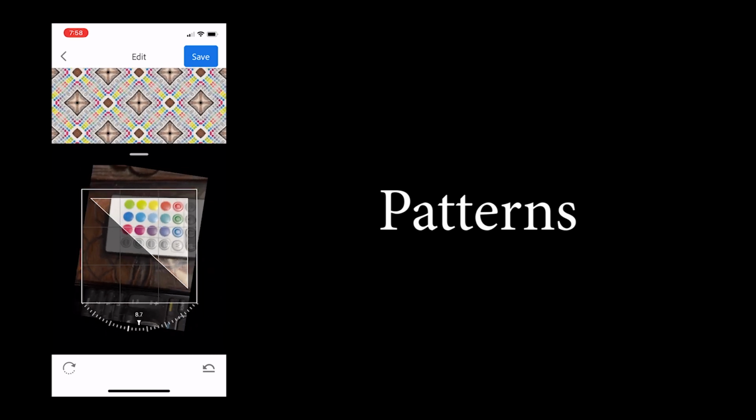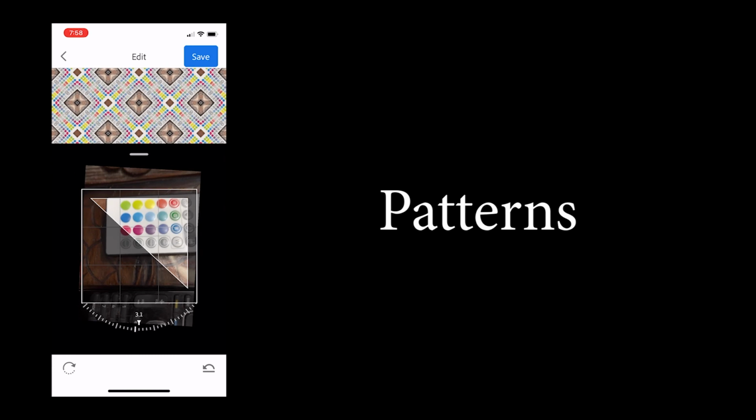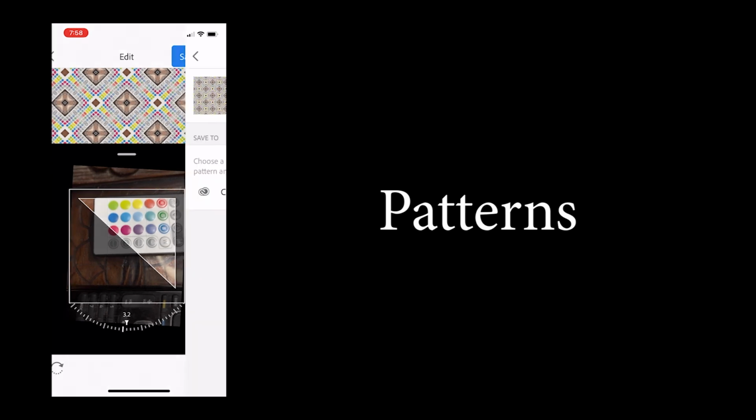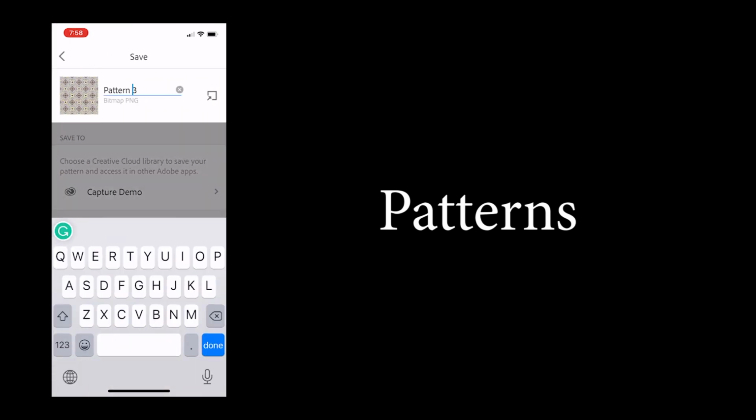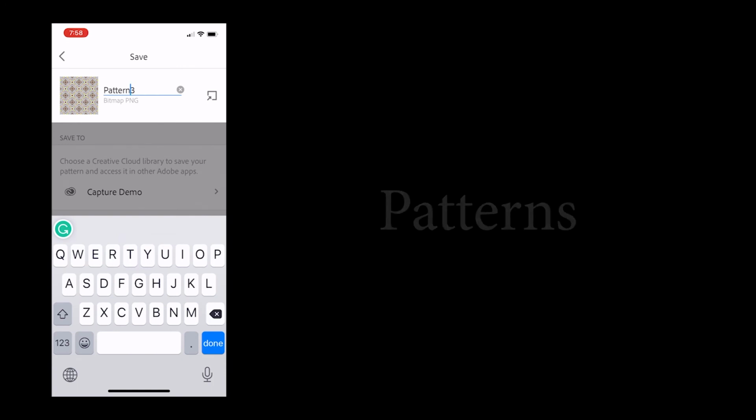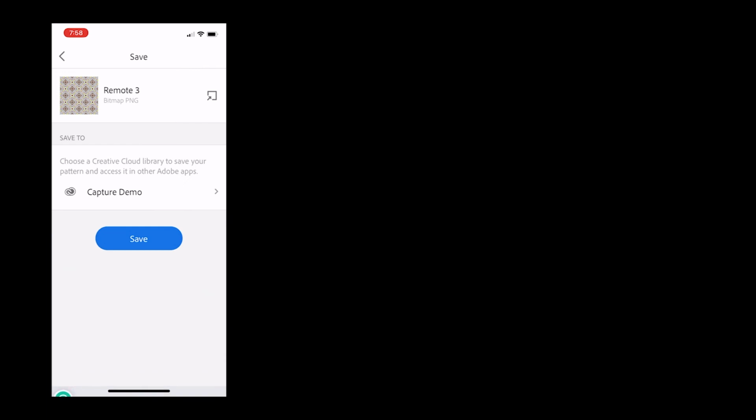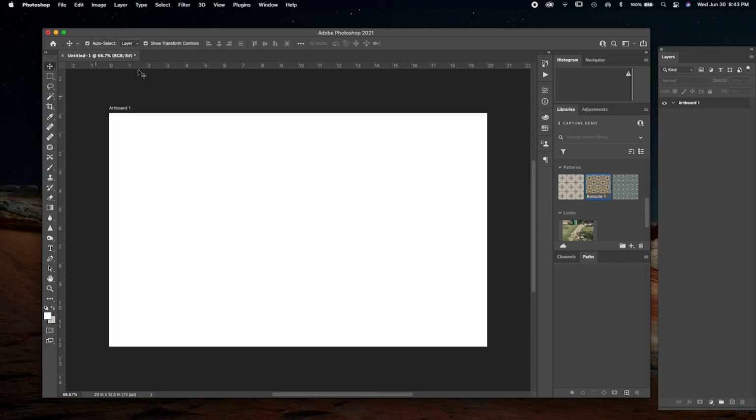See it turn at the top, becoming more and more like a kaleidoscope as you move around. We'll say here, and let's call this one remote as well. Remote. And we'll call it remote 3. Why not? Capture demo, save. Now, we're over in Photoshop again, and all we need to do is take one of these.